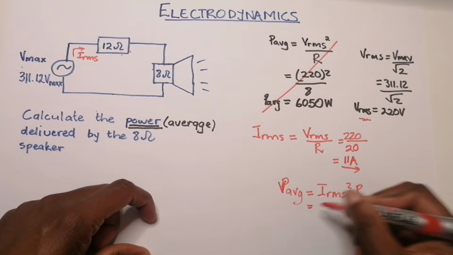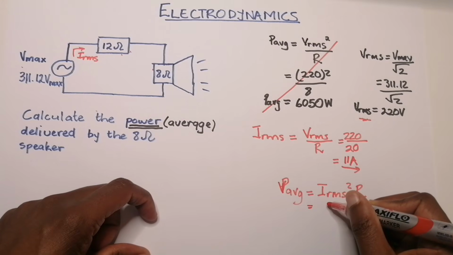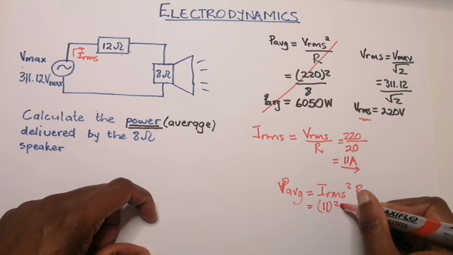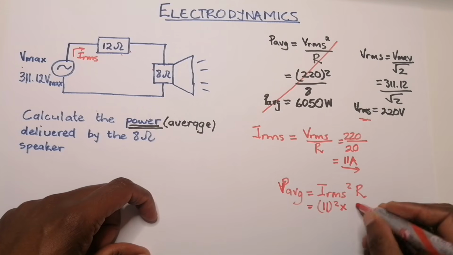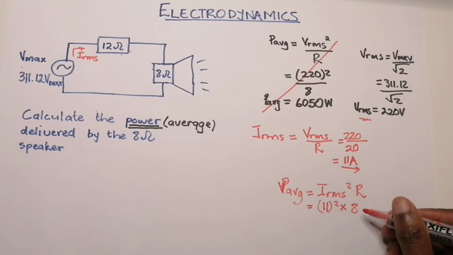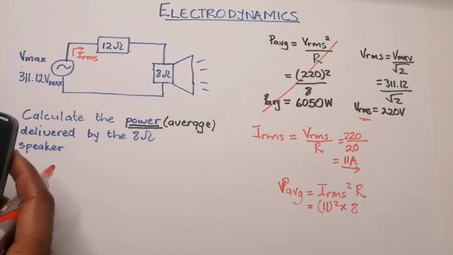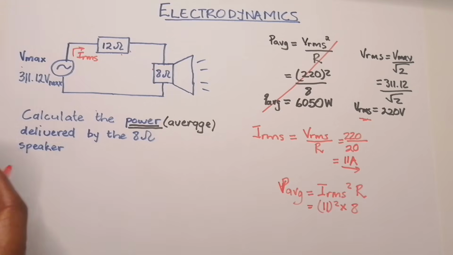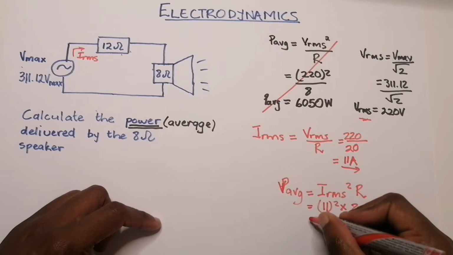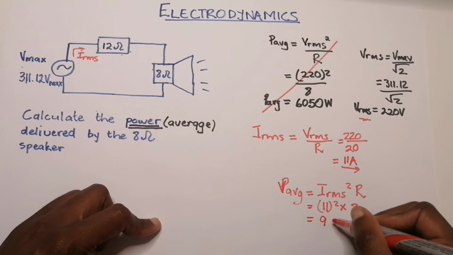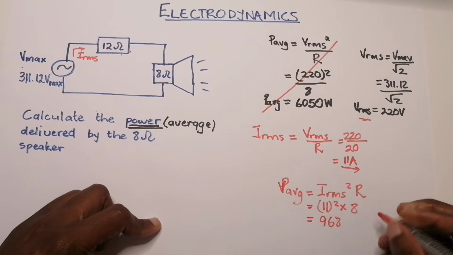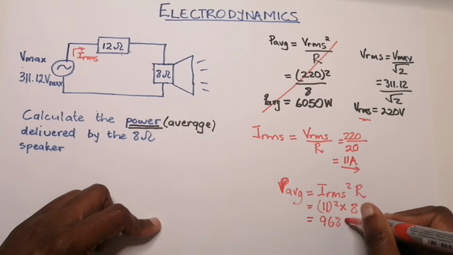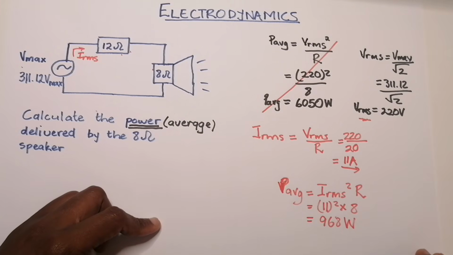So I RMS, this would be 11 squared multiplied by R, in this case 8. So that's 11 squared multiplied by 8, and that should give us 968. Sorry, that is P average, so that's 968 watts.